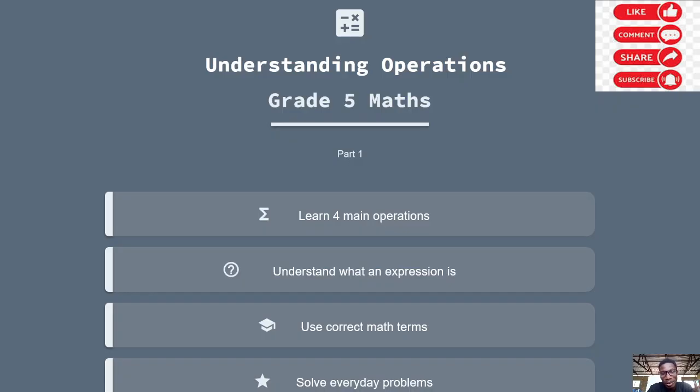In today's lesson, we are going to learn about operations and expressions, which are the building blocks of all math. And this lesson is of great importance to us as grade 5 students. So we will go step by step with examples that you can follow and even try at home.